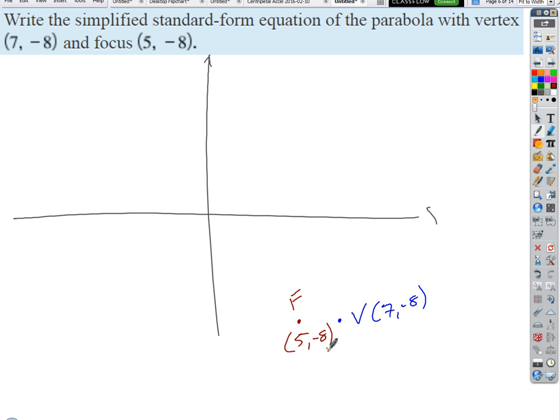So describe this parabola then. Gage, what's this parabola going to do? How is it going to open up?